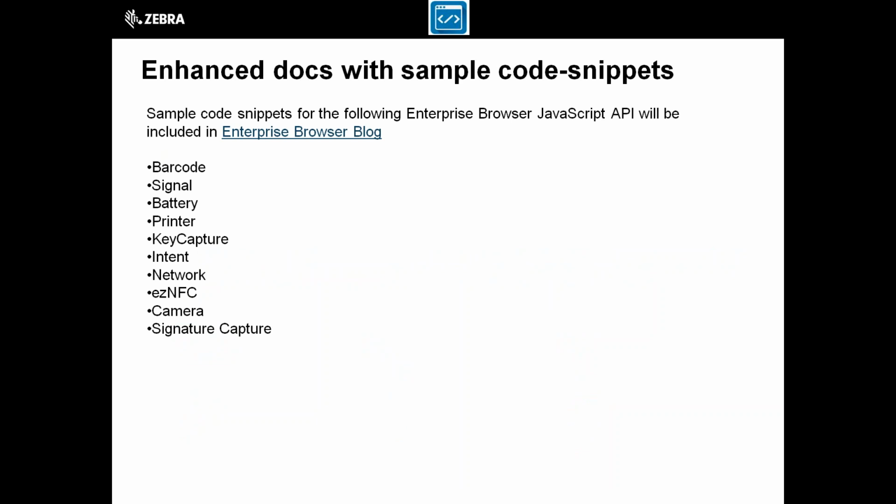Then we are going to provide sample code snippets for a few commonly used APIs, like barcode, signal, battery, printer, key capture, intent, network, EZ, NFC, camera, and signature capture API. So by referring to these sample code snippets, the user can easily create their web application on the Enterprise domain using any one of these APIs.